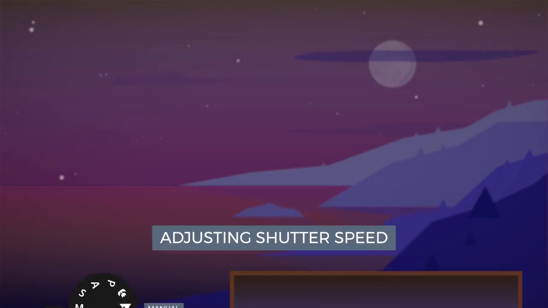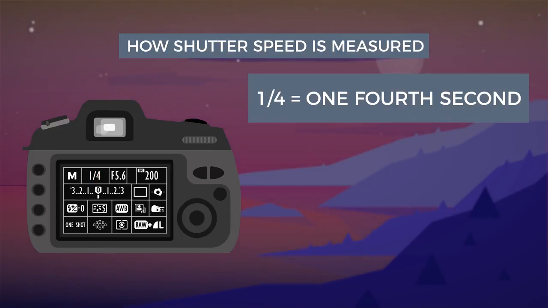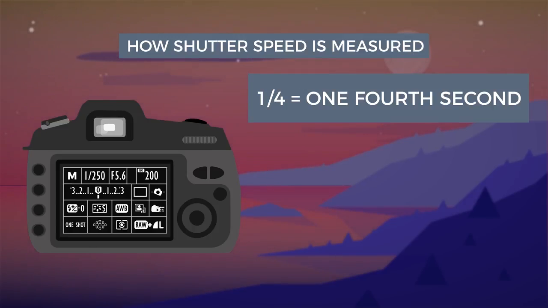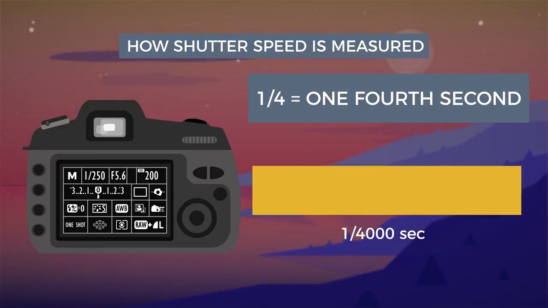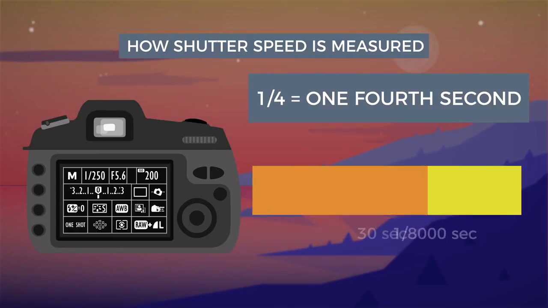Shutter speeds are measured in fractions of a second when under 1 second. For example, 1/4 displayed on the camera means the shutter speed is 1/4 a second, whereas 1/250 means the shutter speed is 1/250th of a second. Most cameras can handle shutter speeds as fast as 1/4000th of a second, or sometimes even as high as 1/8000th of a second, and shutter speeds as long as 30 seconds.